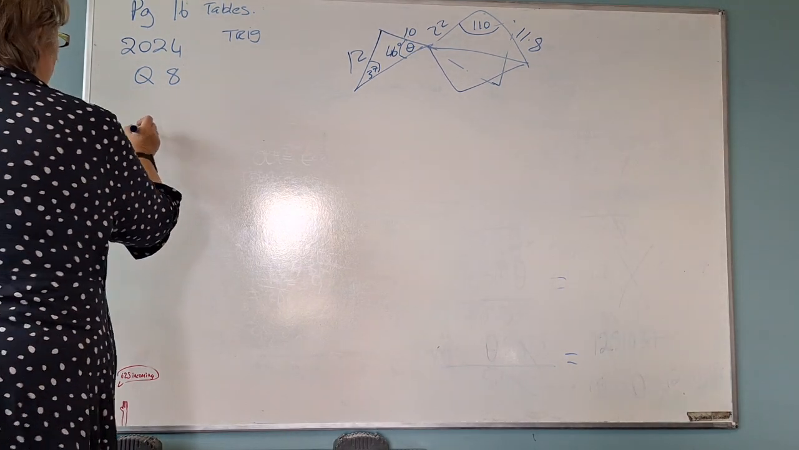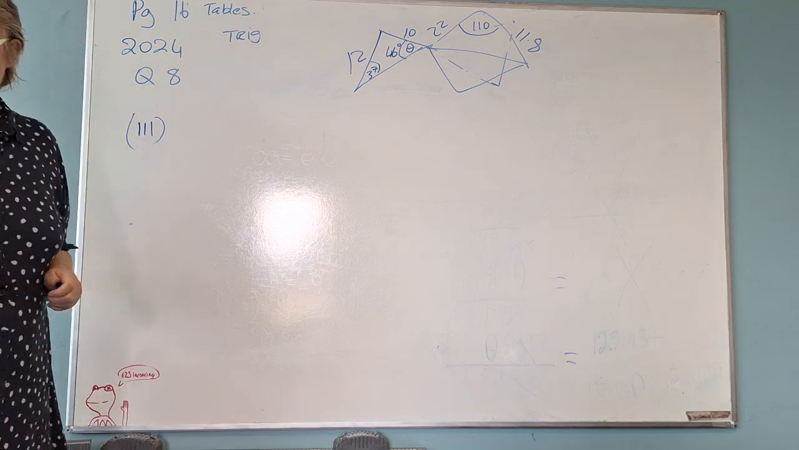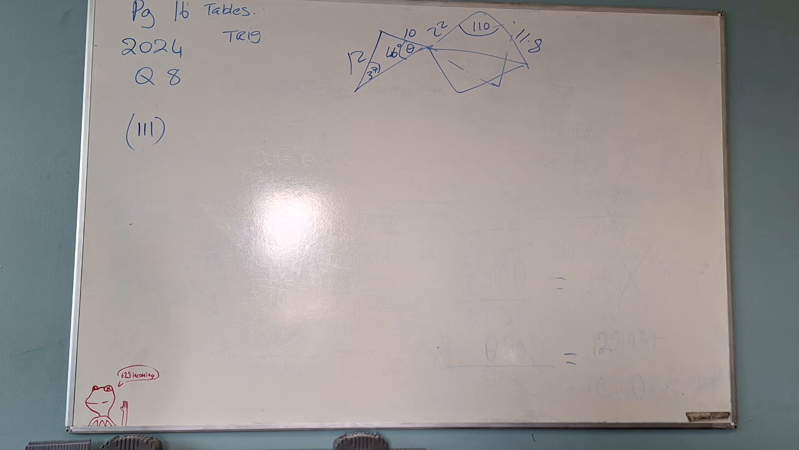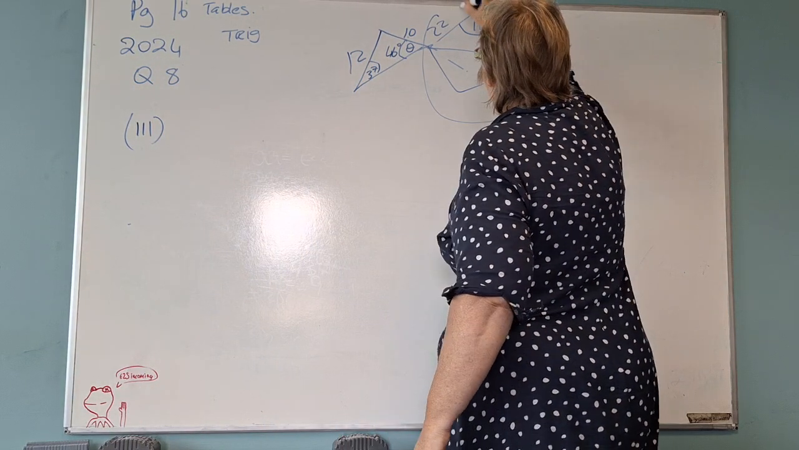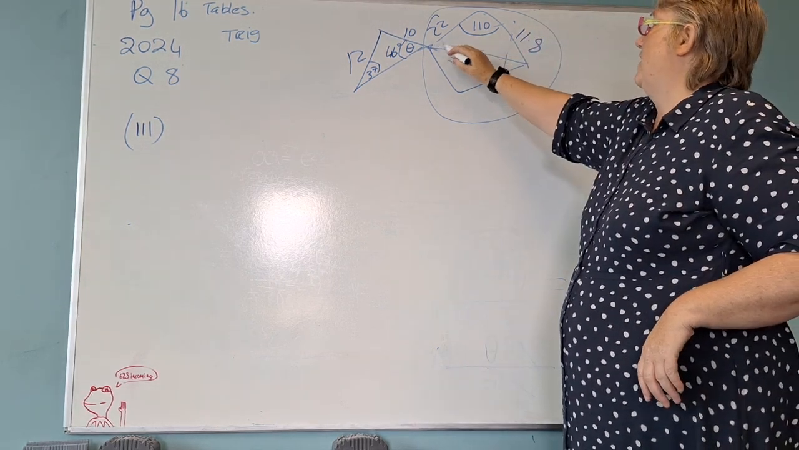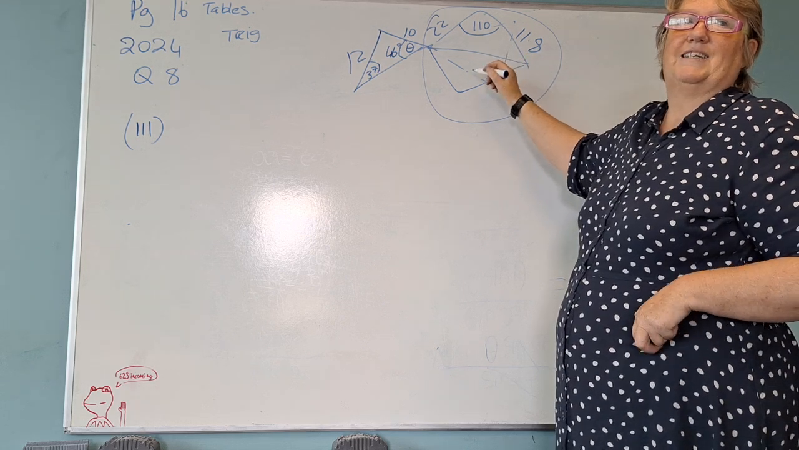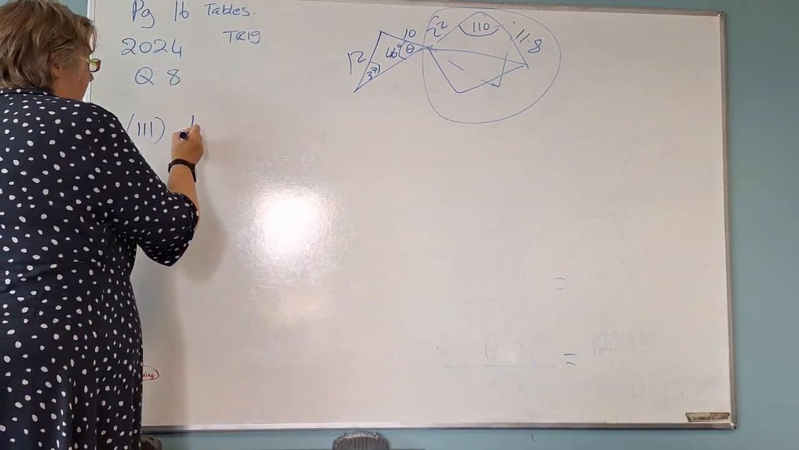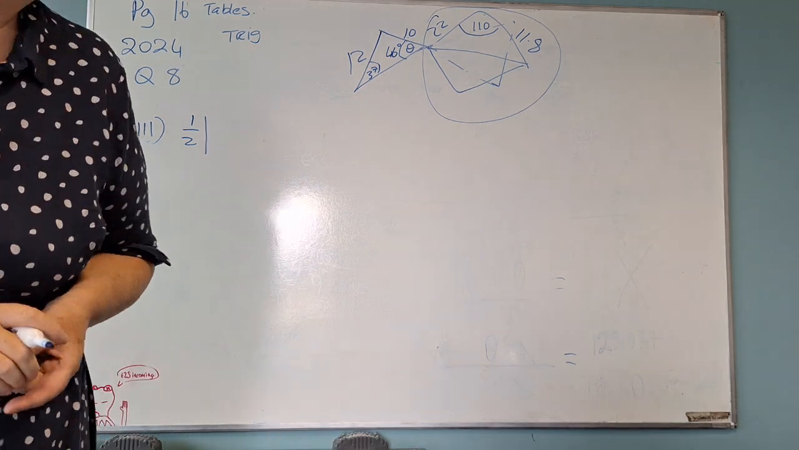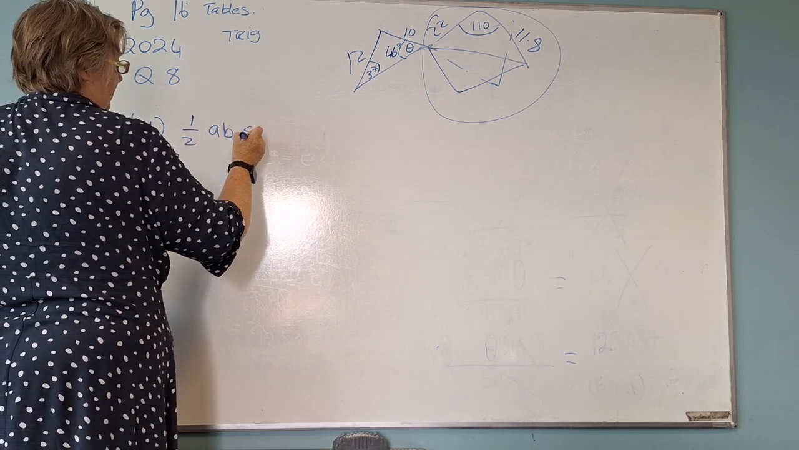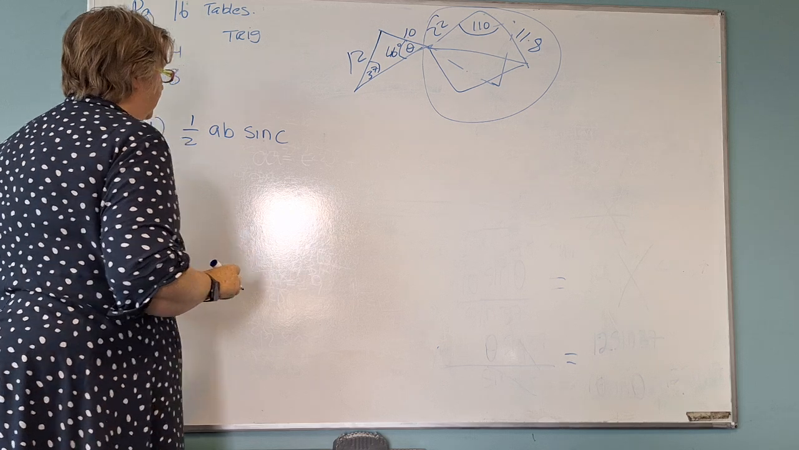Last bit, part 3. We're asked to get the area of the whole top of the fish, of the CDEF, which I think is this part. It's told you it's symmetrical through here. So basically the formula we have gives you the area of one bit, but the bottom is the same as the top. So the formula for the area is half AB sine C. That's what the area is.